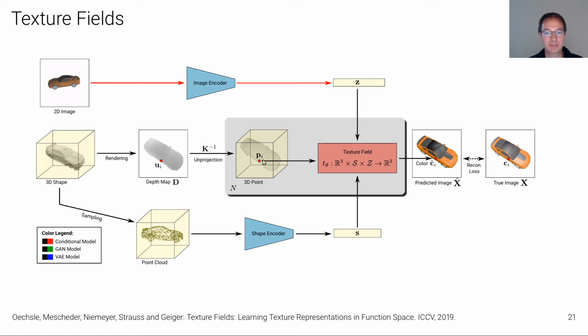The texture field gets the 3D location as input, the shape encoding, and the image encoding, and predicts an RGB color value. And we train this using a reconstruction loss.